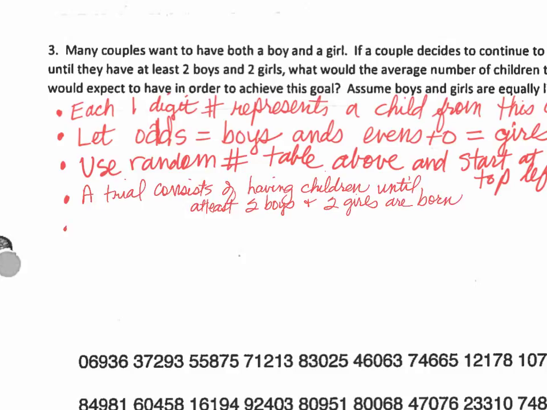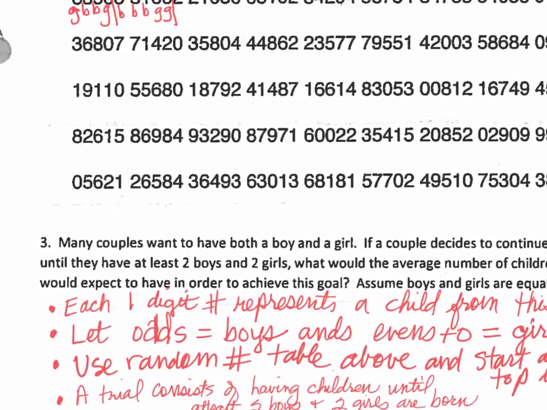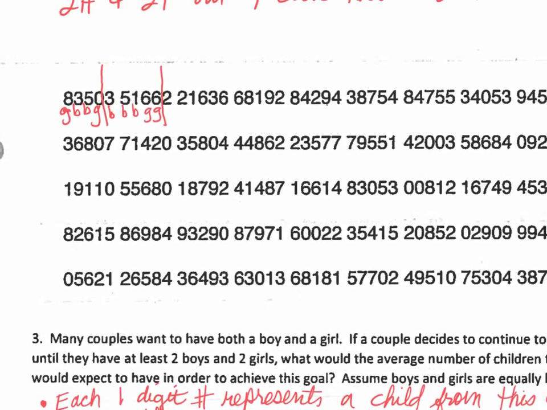Okay, now your response is critical. What will you look for? After I have done my trial, what is my result? What is my answer I'm going to write above this trial? Am I going to say yes or no, it was achieved? I'm going to say how many children they had to have to achieve that goal. So my first trial, the couple had to have 4 children to achieve that goal. My second trial, they had to have 5 children to achieve that goal, and so on.